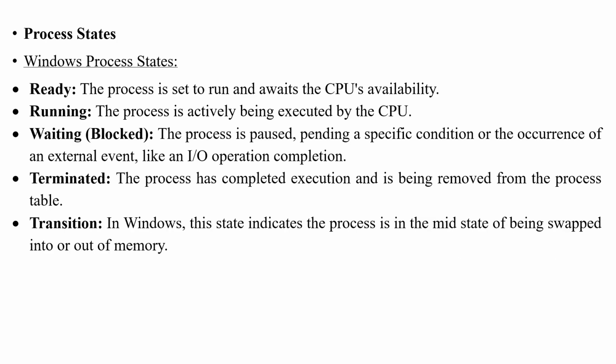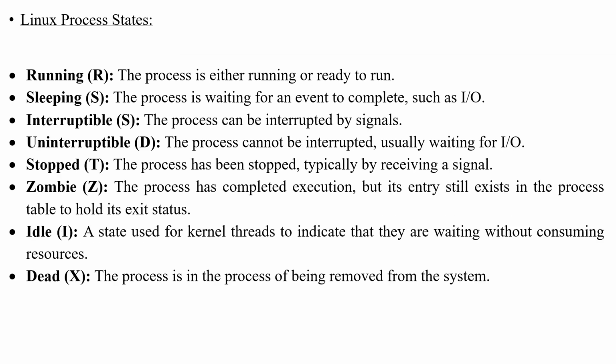The process state is different for Windows and for Linux. In the Windows process state, ready: the process is set to run and awaits CPU availability. Running: the process is actively being executed by the CPU. Waiting or blocked: the process is paused until an external event, like input-output operation completion, occurs. Terminated: the process has completed execution and is being removed from the process table. Transition in Windows: this state indicates the process is in the middle of being swapped into or out of the memory.